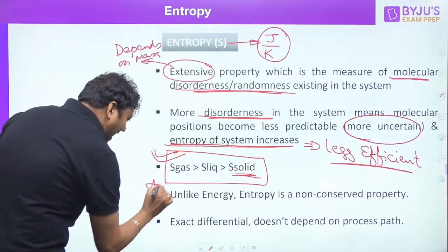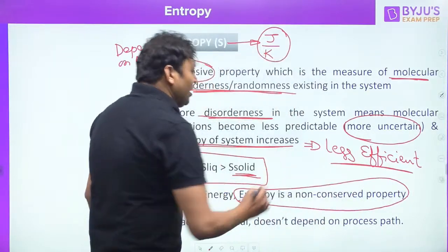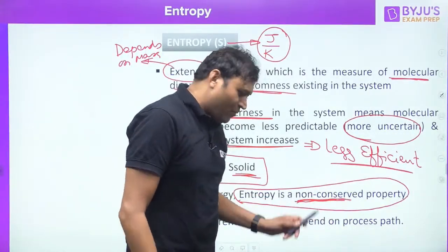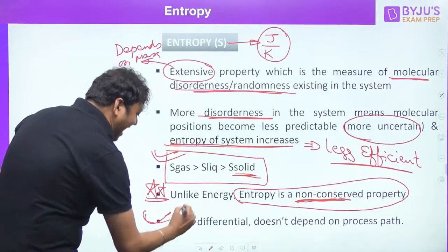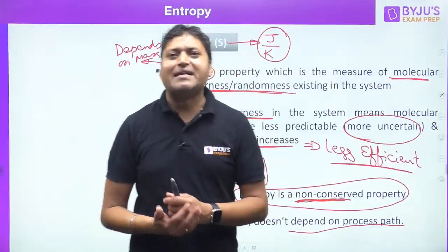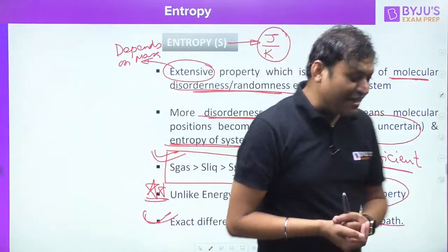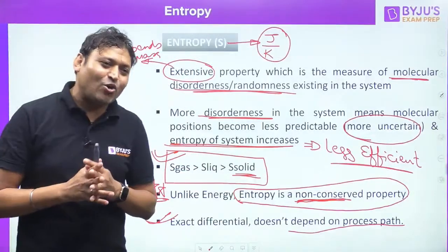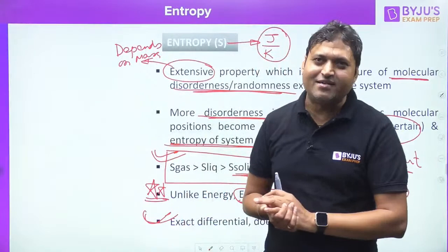And another point is, unlike energy, entropy is a non-conserved property. Why do we call it a non-conserved property? We will discuss it later on. And because entropy is a property, it is an exact differential. It does not depend on the path of the process followed by the system. Yes, the objective is to reduce the entropy of your preparation, then your preparation will be more efficient.